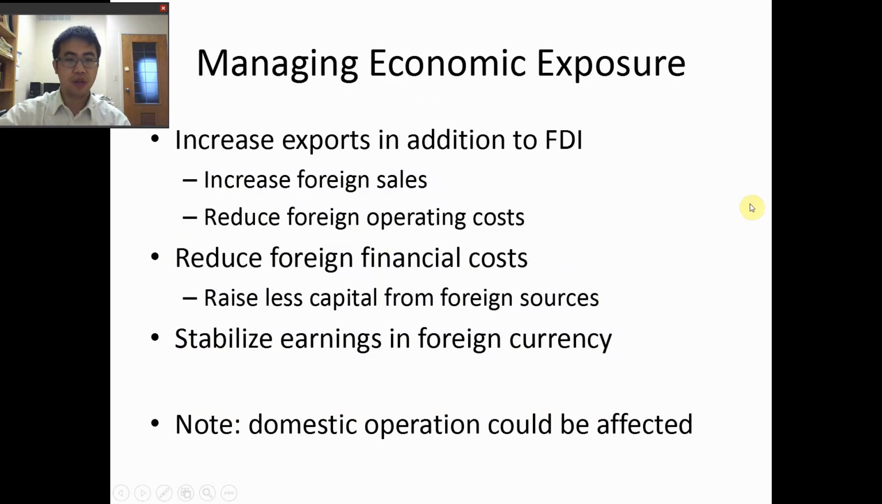So what you can do here is to increase the exports in addition to investments. So you increase the foreign sales. You try to make more sales in terms of Canadian dollar and reduce the operating costs in Canada. So you pay less Canadian dollars to the foreign subsidiaries. And also you reduce the foreign financial cost. You raise less capital from foreign sources, so you pay less interest, less dividends in Canadian dollars. And you also stabilize the earnings in Canadian dollar. Okay, that helps you put less discount on the cash flows.